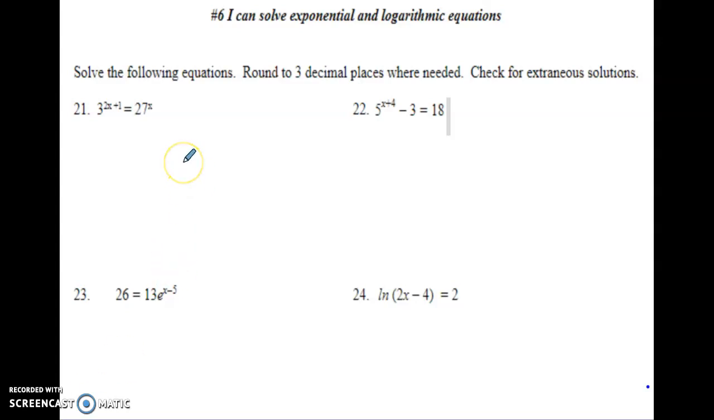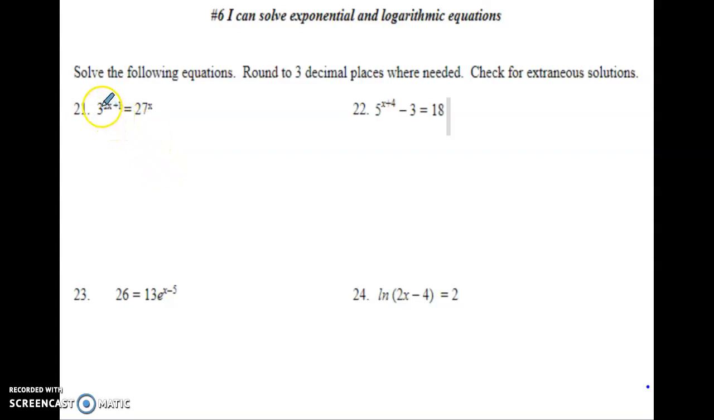And continuing on with page number 3, problem number 21. So this one we are solving the following equations, round to 3 decimal places as needed, and be sure to check for extraneous solutions. So at the end we will always just check to see if we plug it back in, if it gives us a real number or not.